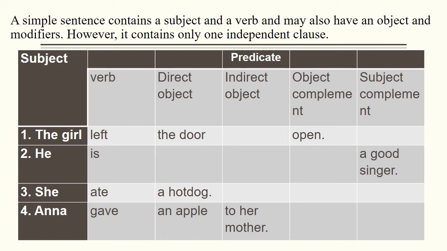Then the second one: he is a good singer. Third: she ate a hot dog. Then number 4: Anna gave an apple to her mother. So all these examples are examples of a simple sentence, which contains a subject and a verb and may also have an object and modifiers.